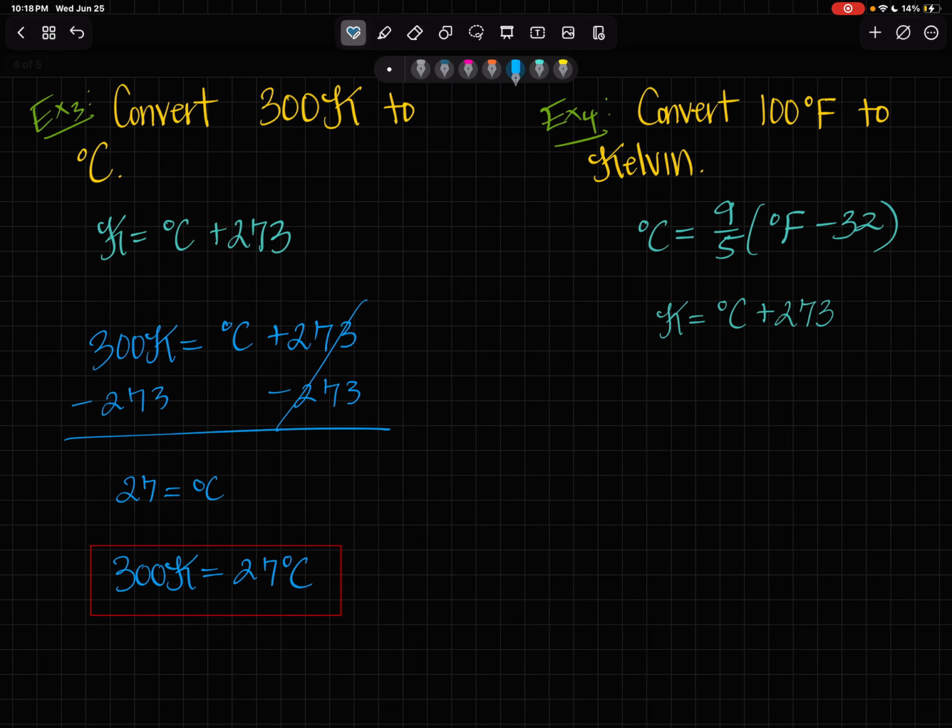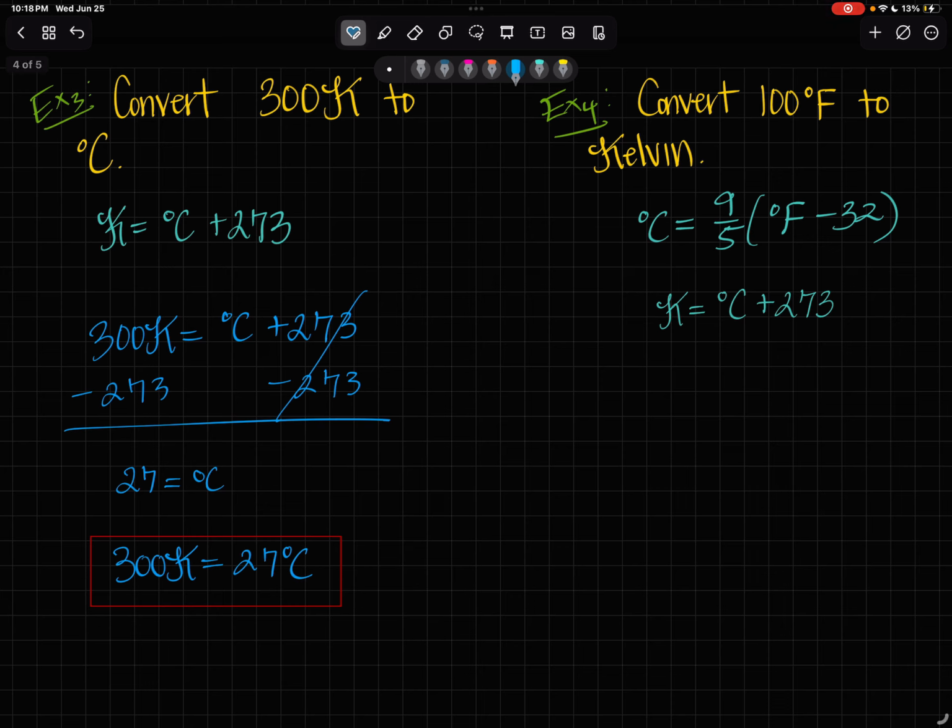Example 4, convert 100 degrees Fahrenheit to Kelvin. So we're going to be using both these equations: degrees Celsius equals 5/9 times the difference of degrees Fahrenheit minus 32, and Kelvin equals degrees Celsius plus 273. So let's go ahead and start this. Let's start with the first equation here, and let's input the degrees Fahrenheit. So we have degrees Celsius equals 9/5 times 100 degrees Fahrenheit minus 32.